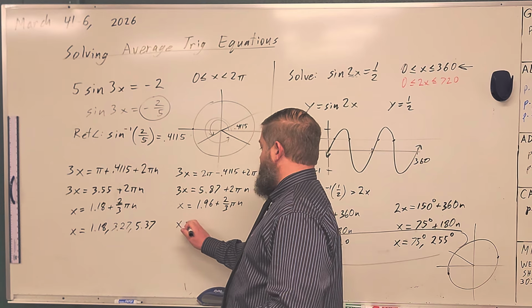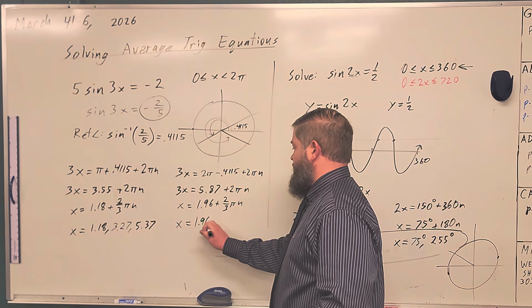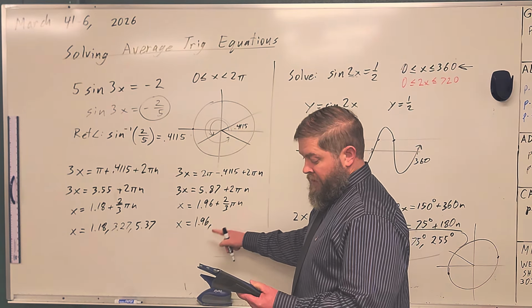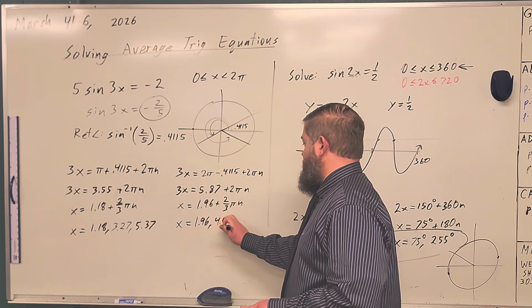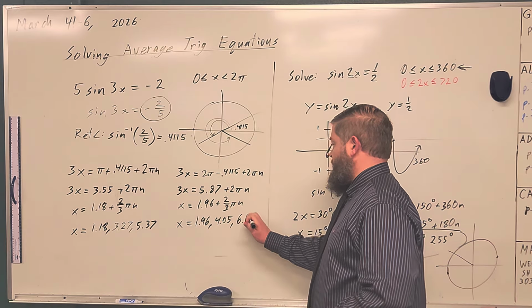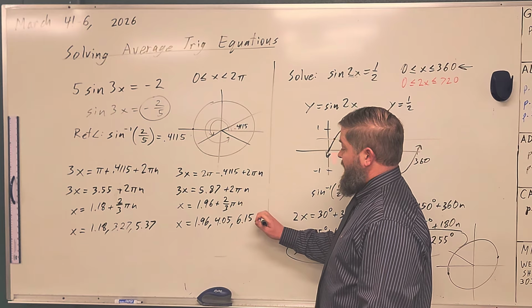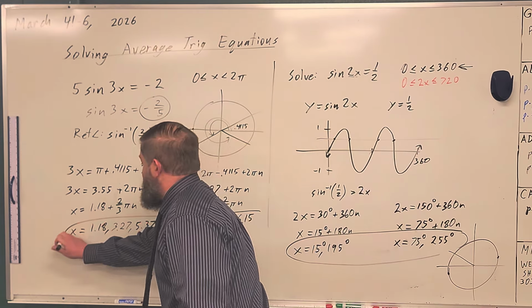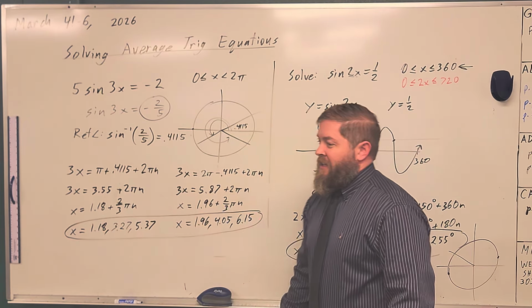To move over to this one, do the same thing. 1.96, add 2/3 of pi, that gives me 4.05. Add 2/3 of pi, that gives me 6.15. That's close. Yes, I can't add any more, I'll be over. So these are my answers.